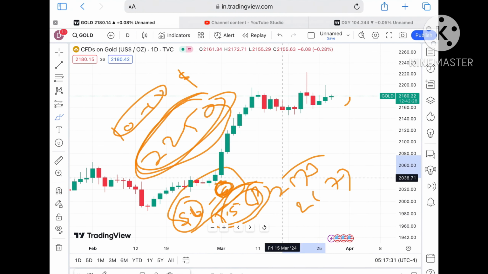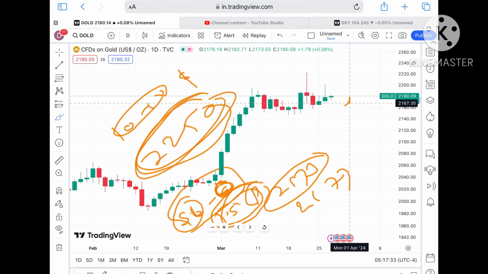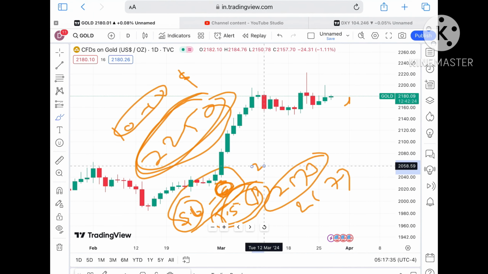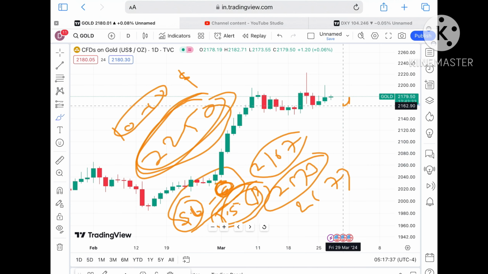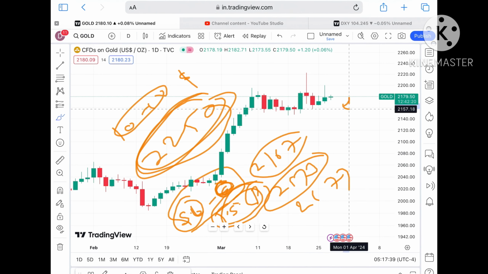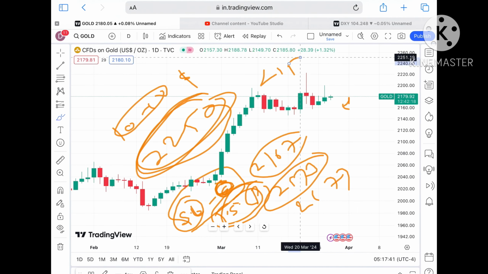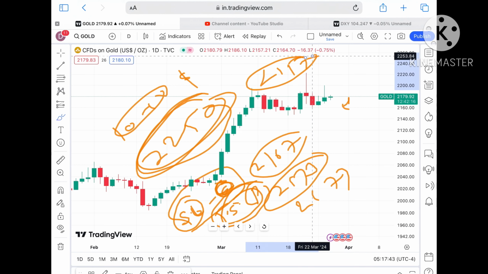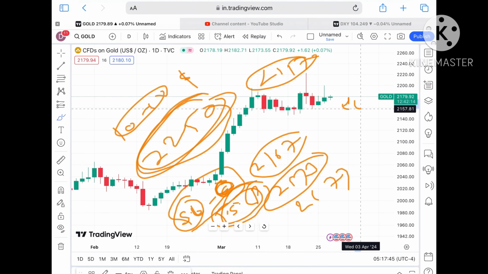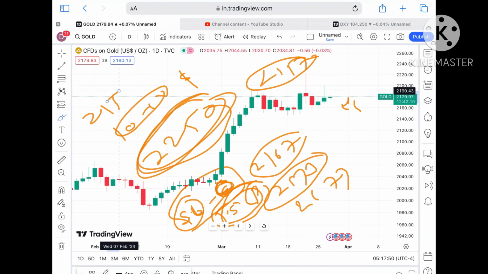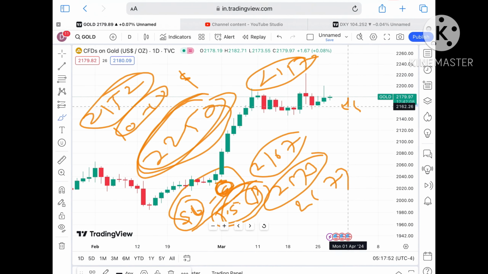Okay, and if it started moving below that particular zone, a further downfall we can see towards a level of 2173. Okay, suppose if the price started falling below that particular zone, chances of touching a level of 2167 we can see, and from there a further low we can see towards a level of around 2157. Suppose if the price started falling below 2157, a further downfall we can see, and from there a probability of going towards a level of 2152.